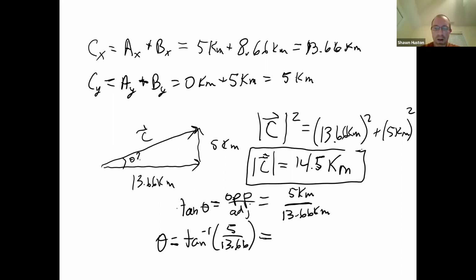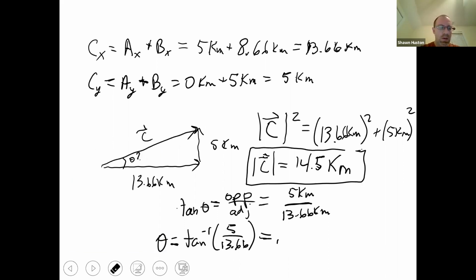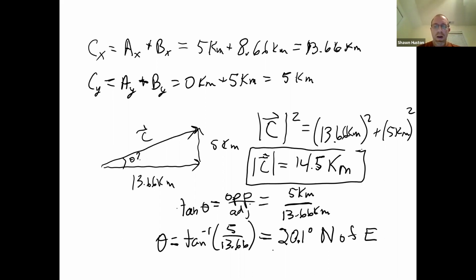And that gives me an angle that is 20.1 degrees. And my answer is not yet complete. I've got 20.1 degrees, but I didn't say from what. Well, it's 20.1 degrees in a direction that is north of east. And now I have my complete answer. There we go.